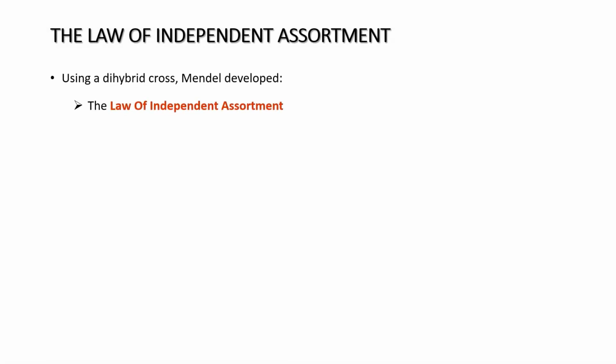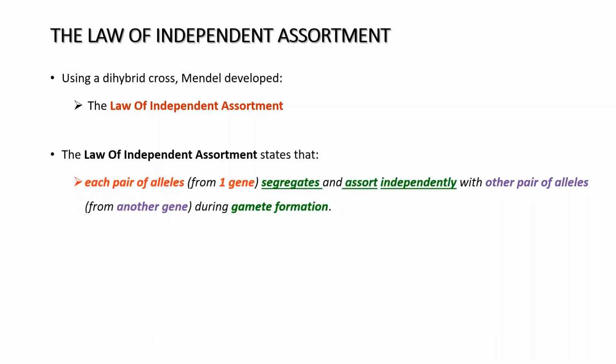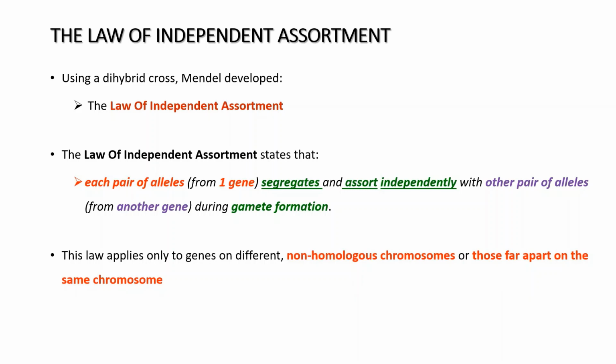Using a dihybrid cross, Mendel developed the law of independent assortment. The law basically states that each pair of alleles from one gene segregates and assorts independently of other pairs of alleles from another gene during gamete formation. This law applies only to genes on different non-homologous chromosomes or those far apart on the same chromosome.